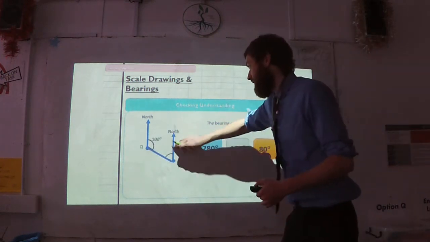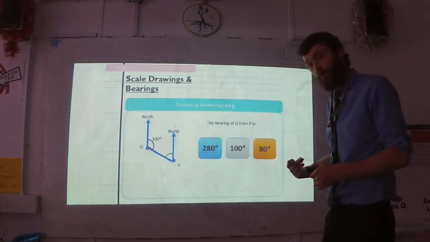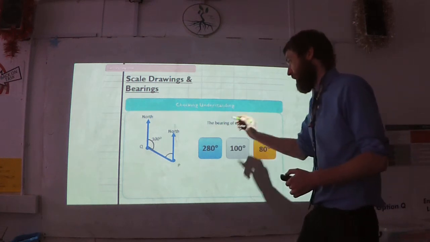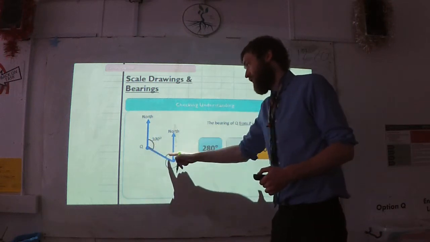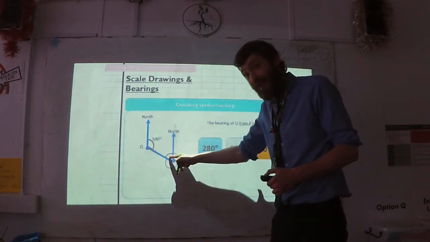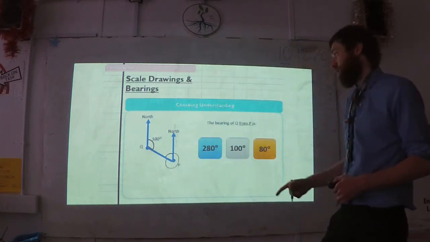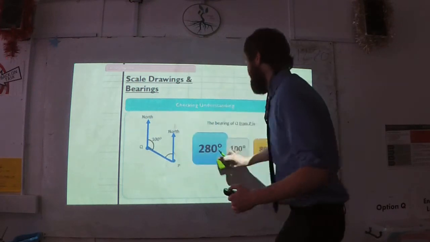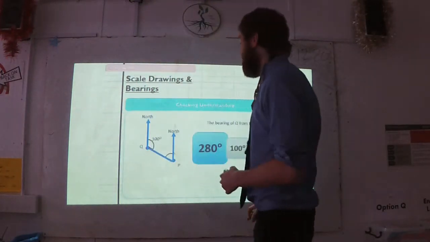And here it says the bearing of Q from P, of Q from P. Again, because it's from P, you need to go here, clockwise to Q, 100, that must therefore be 80. These add up to 360, so it's going to be 280. Okay? And that there is the simplistic way of teaching bearings and really all you need to know.